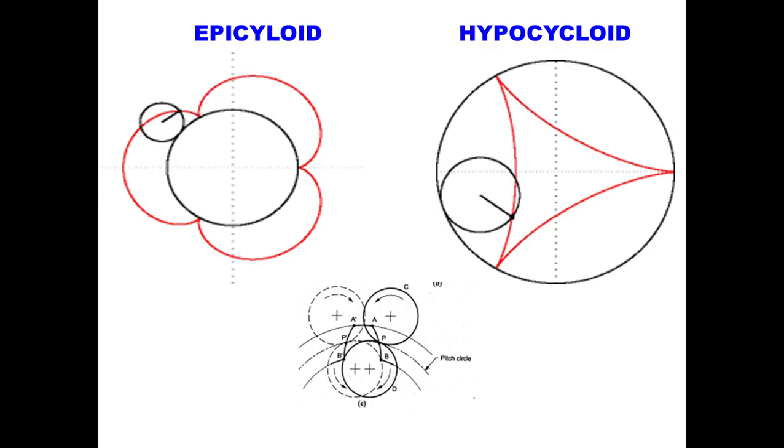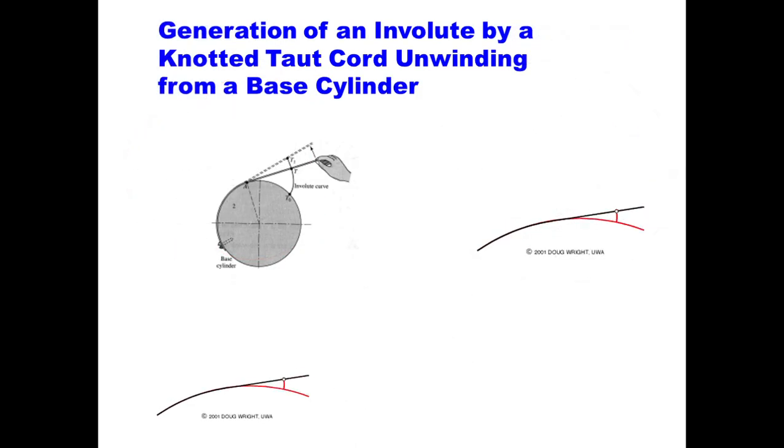Now what we will discuss is the epicycloid and hypocycloid. Generation of an involute by a knotted taut cord unwinding from a base circle.